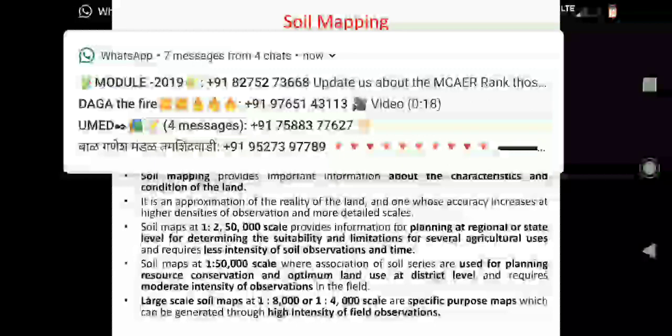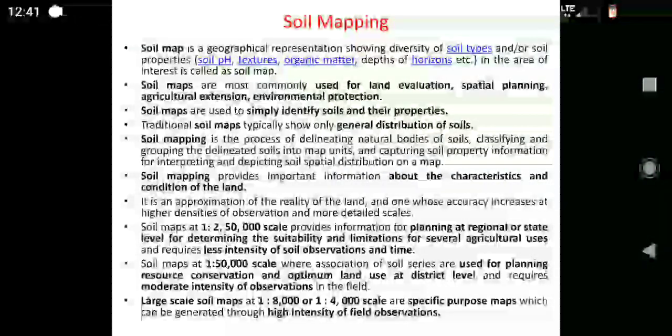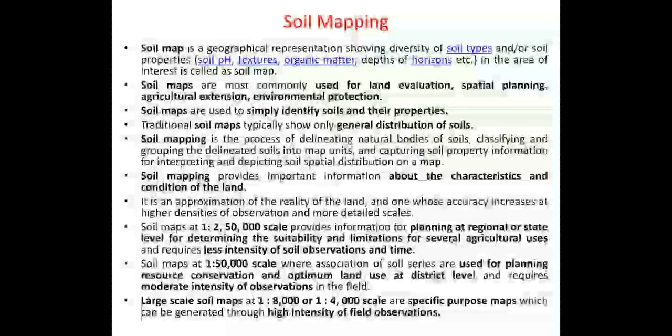Soil mapping also provides important information about the characteristics and condition of land, which is used for the selection of crops and cropping systems, and also to know the details about soil pH, physical properties, as well as chemical properties.